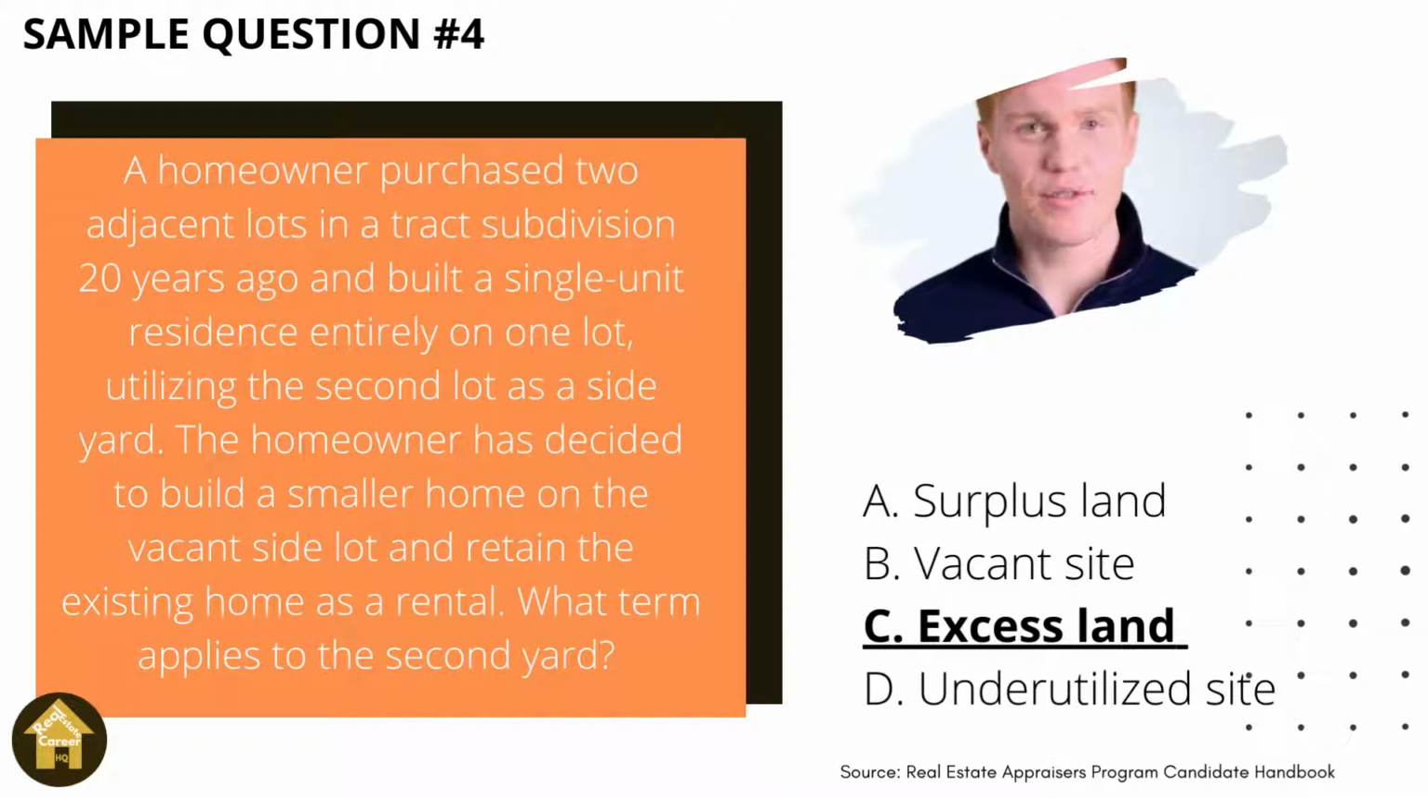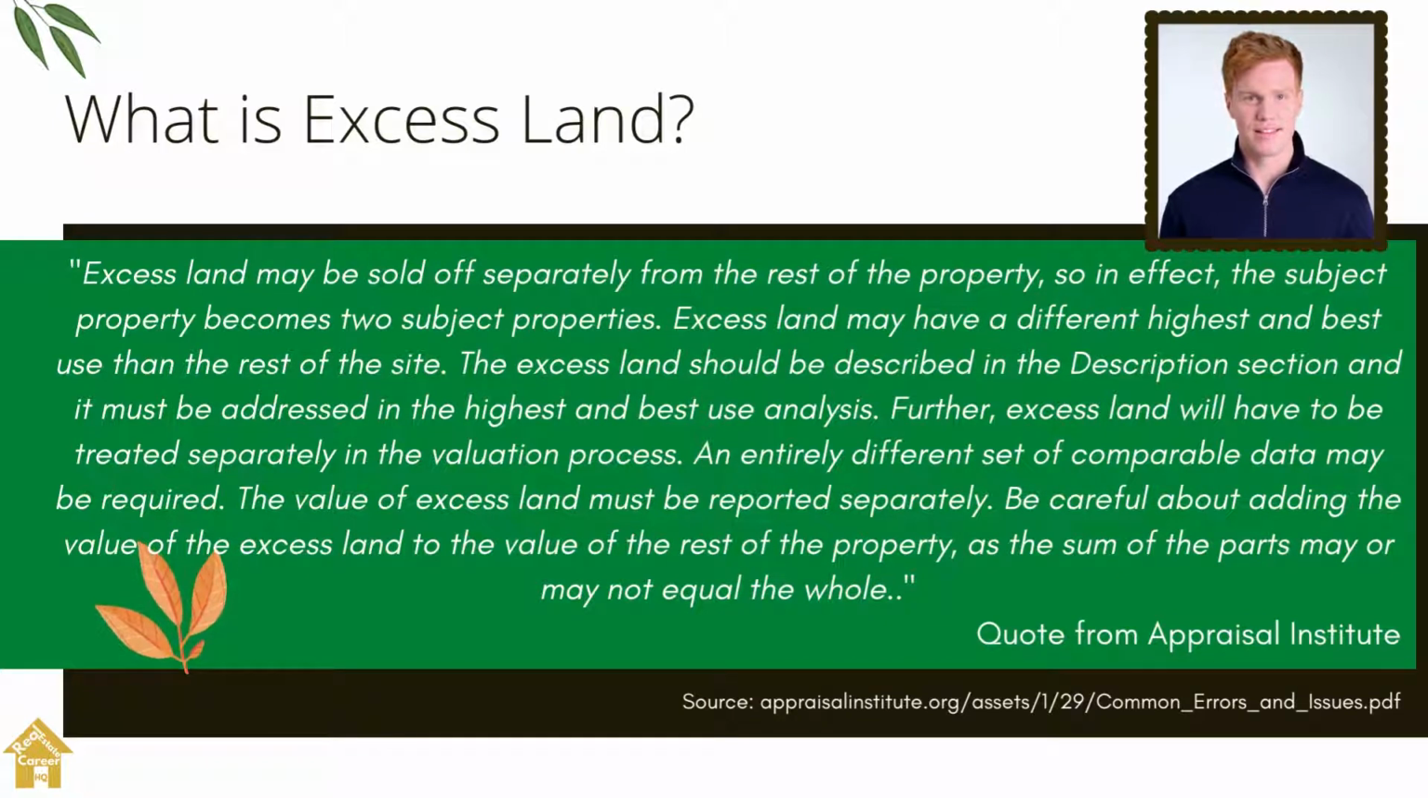The correct answer is C. Excess land. Excess land may be sold off separately from the rest of the property, so in effect, the subject property becomes 2 subject properties. Excess land may have a different highest and best use than the rest of the site. The excess land should be described in the description section, and it must be addressed in the highest and best use analysis. Further, excess land will have to be treated separately in the valuation process.